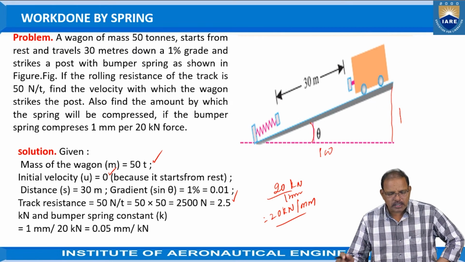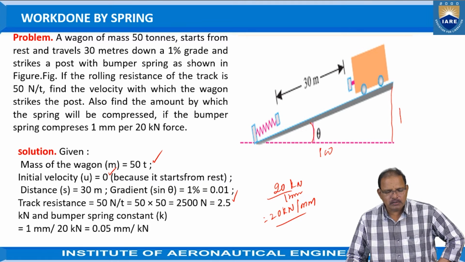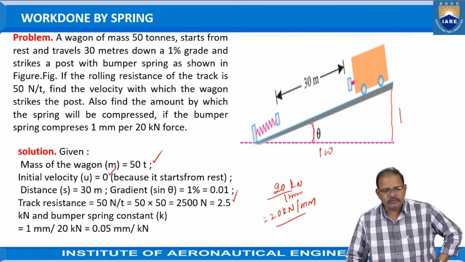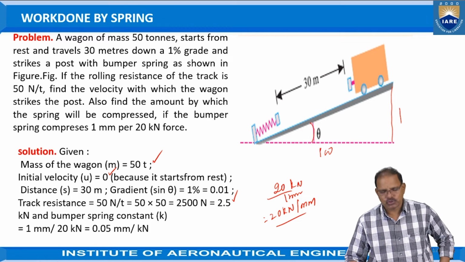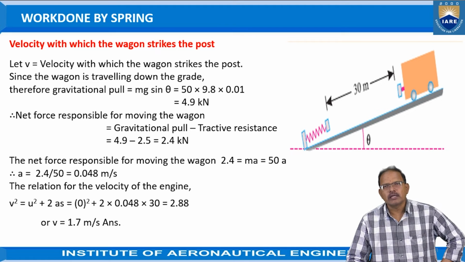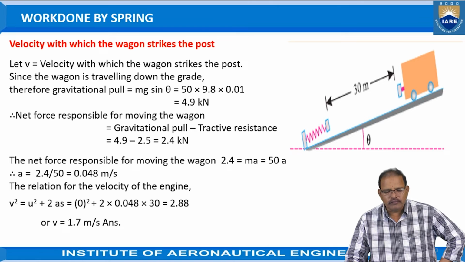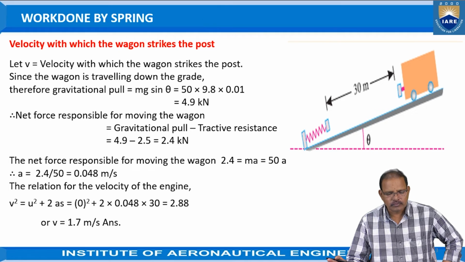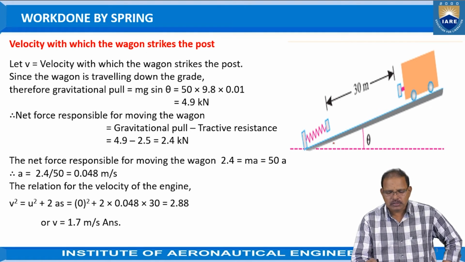Now the required data: find the amount by which the spring will be compressed, and find the velocity with which the wagon strikes the post. These two are required. First, we take the velocity with which the wagon strikes the post. So let v be the velocity with which the wagon strikes the bumper, that is the spring, or sometimes it is also called the post.